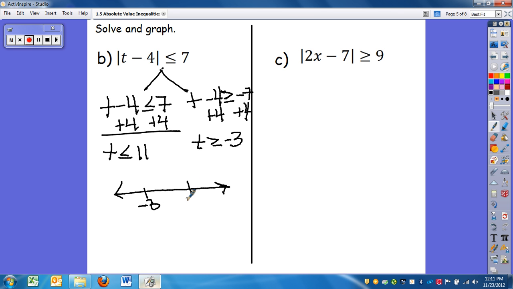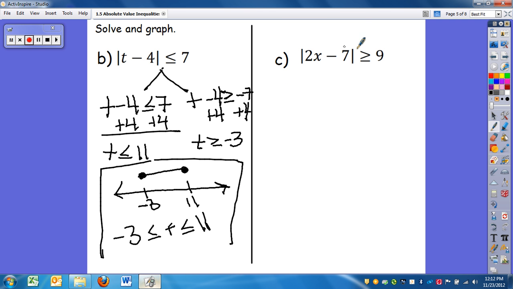We already talked about the situation, which we're not going to have come up when we're solving inequalities. So, alright, we have closed circles because they are equal to, and greater than negative 3 and less than 11. So that is an and inequality. So my final answer: negative 3 is less than or equal to t, which is less than or equal to 11.